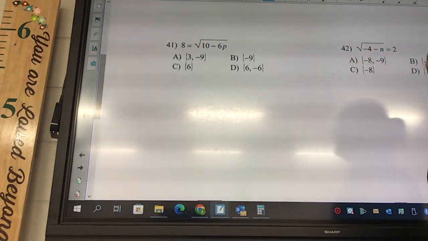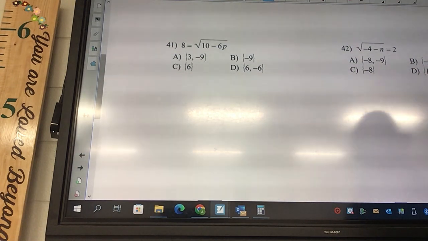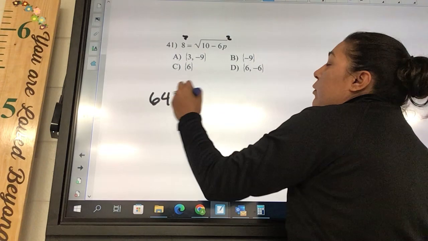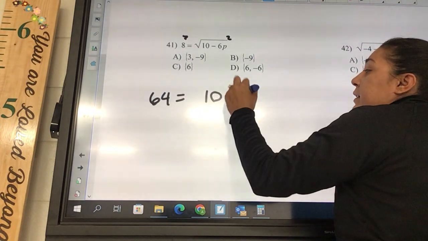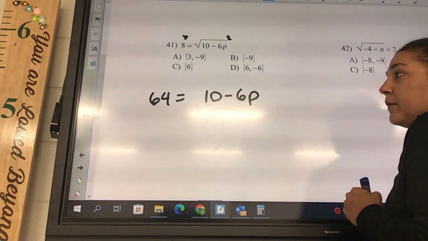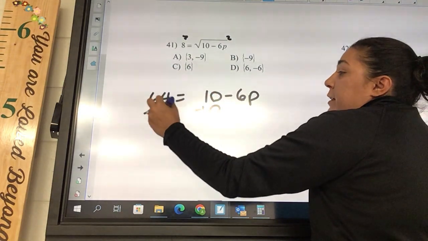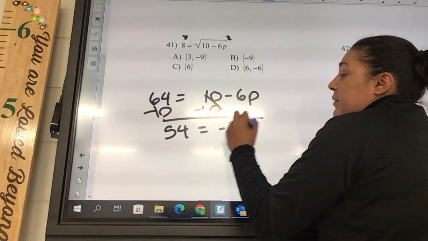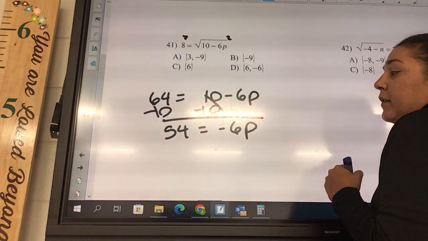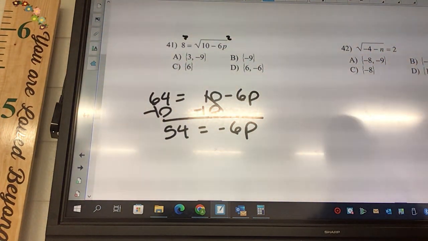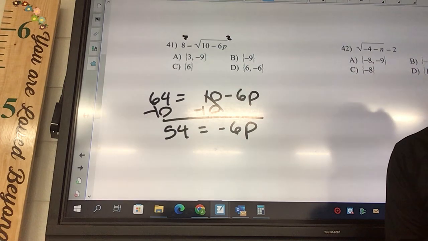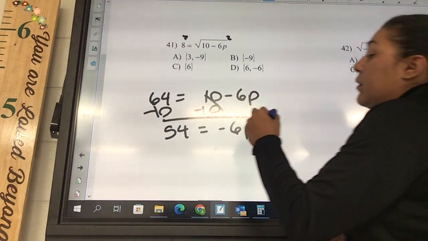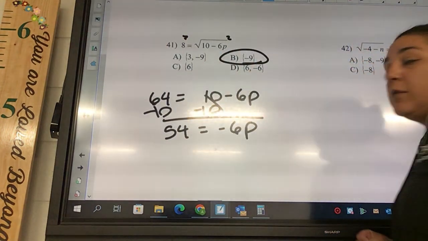Okay, 41, what needs done first? Square them. Okay, so you're going to get 64 equals 10 minus 6p. Subtract 10 on both sides. So I'm getting 54 equals negative 6p. And then we're going to divide. What is 54 divided by negative 6? 9. Well, negative 9. Okay, which is b.